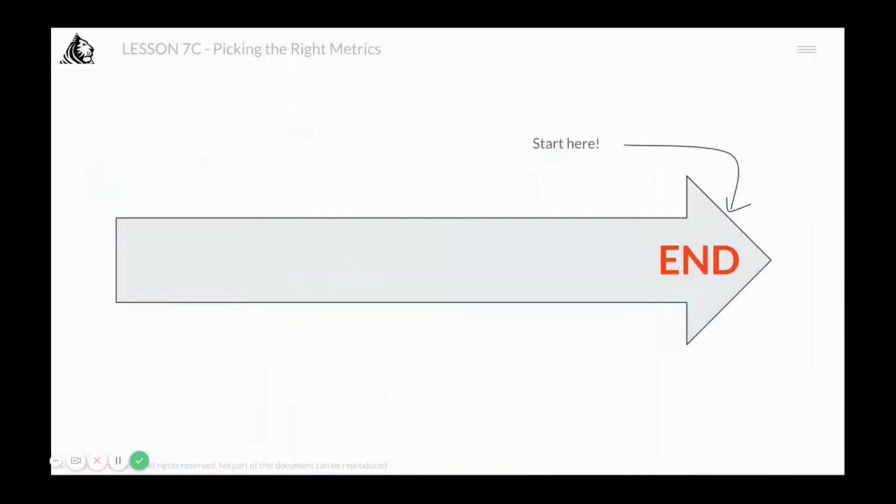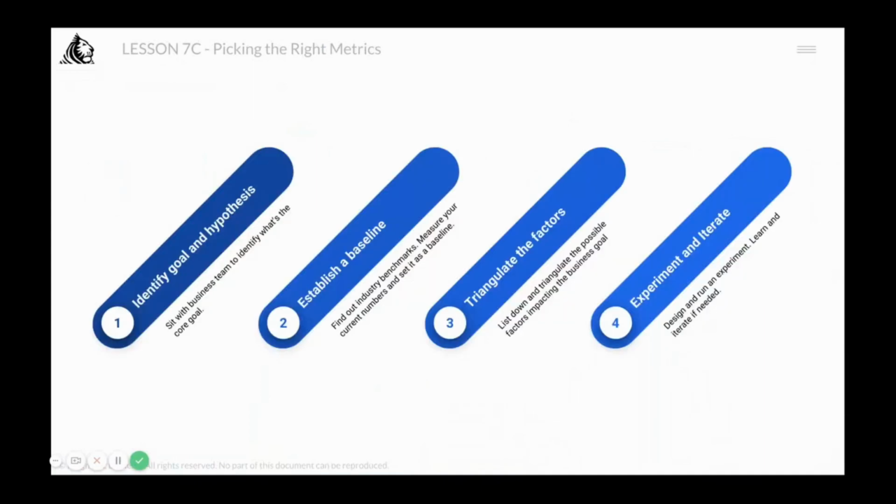So pragmatic product leaders, when confronted with such scenarios, will always start with the end. What that means is you'll identify the goal and hypothesis. You'll sit with the business team to identify the core goal. Yes, we want to improve search experience, but what exactly in search experience have you observed that you believe is wrong or needs to be improved, right?